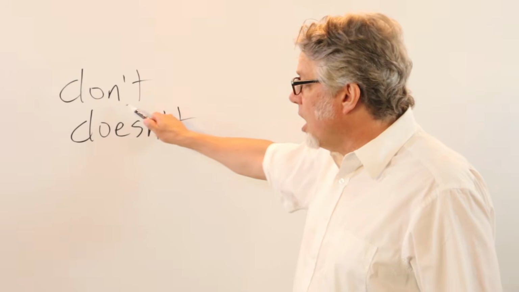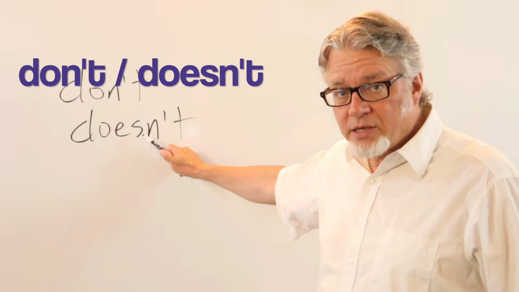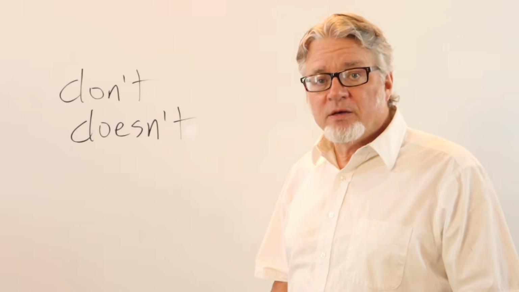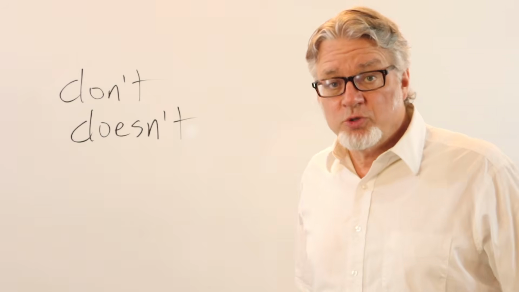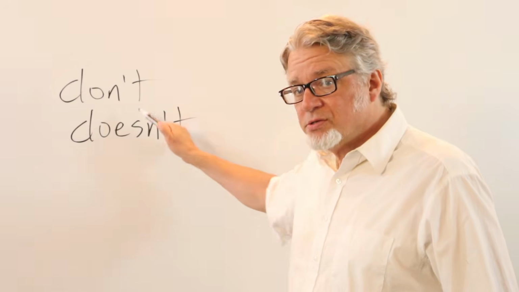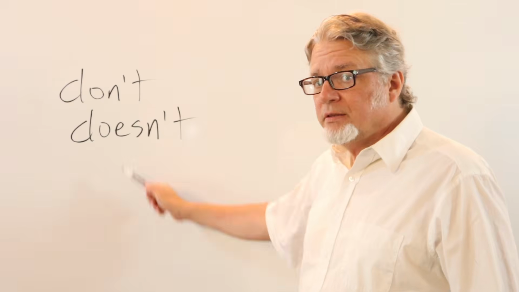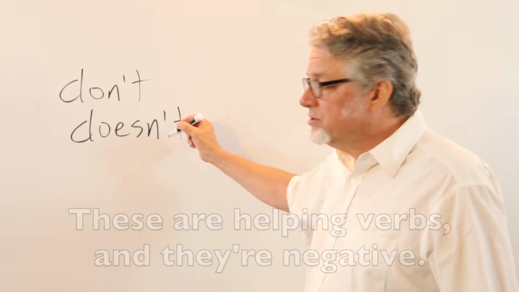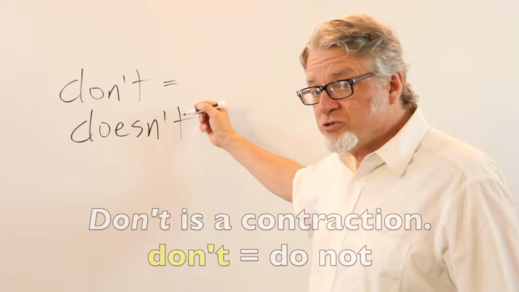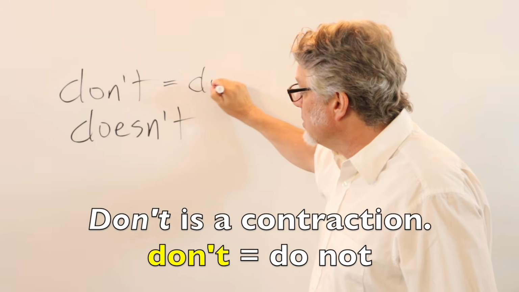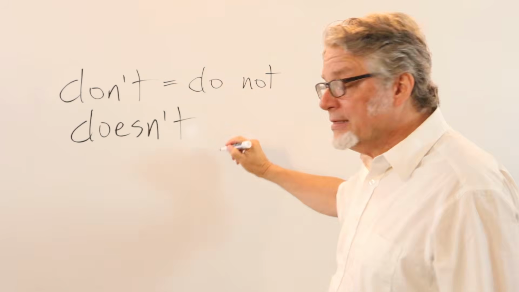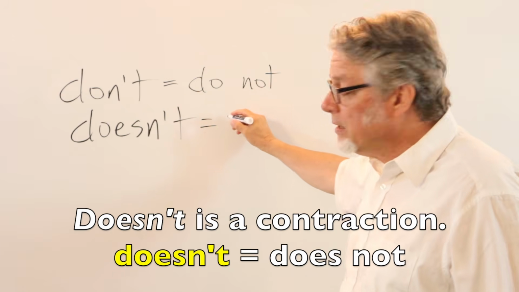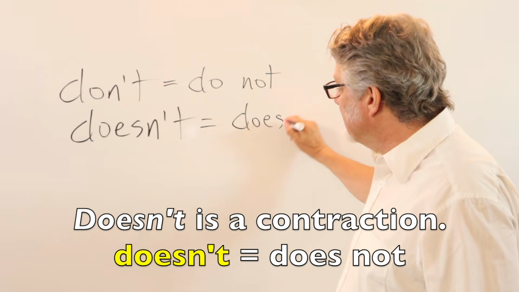Use don't or doesn't when making verbs negative in the present tense. Do you know how to use these two verbs? These are helping verbs and they're negative. Don't is a contraction for do not, and doesn't is a contraction for does not.